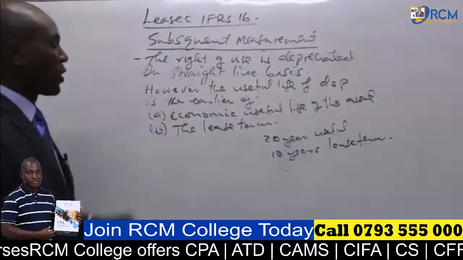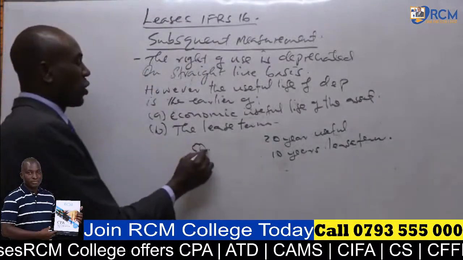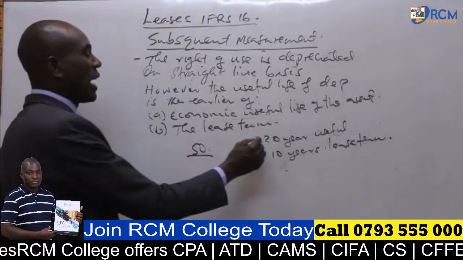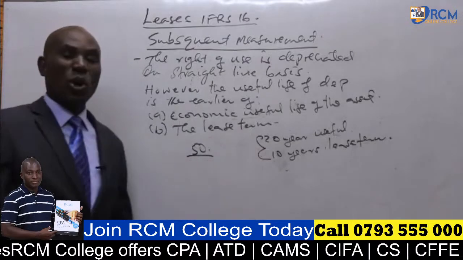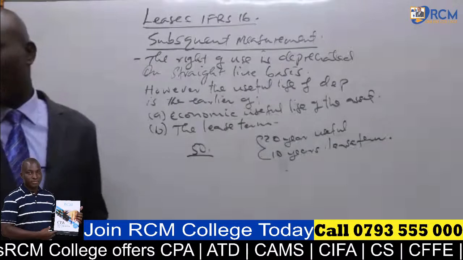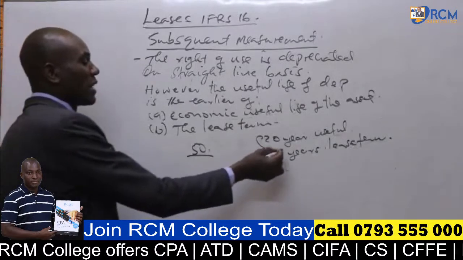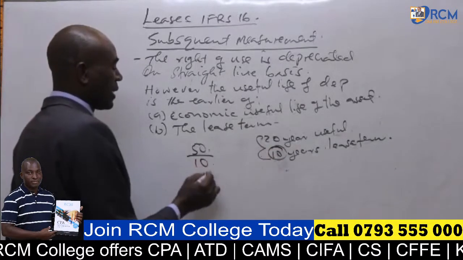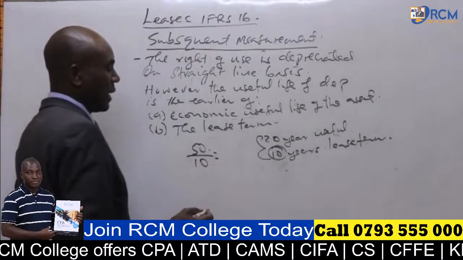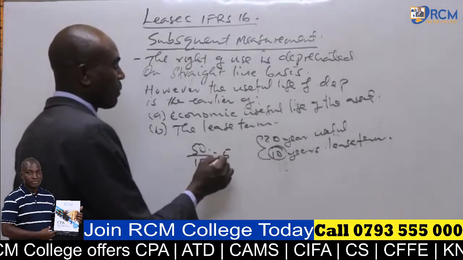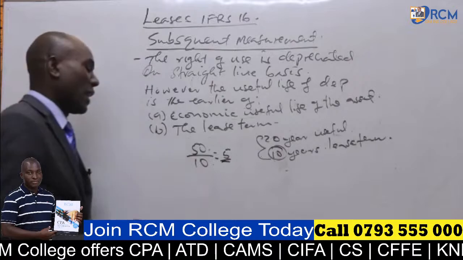Therefore, if I want to depreciate this value on initial recognition, I will use the lower of the two. Which one is fewer years? Therefore, the lower is this 10. I will use 10. Therefore, my depreciation each year will be over 10 years.